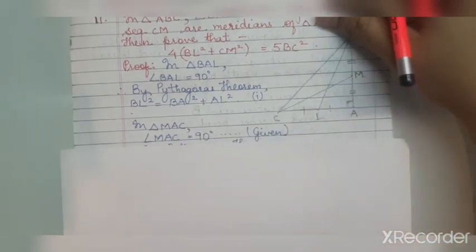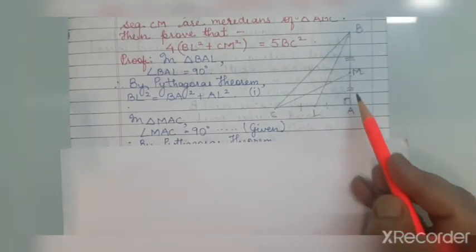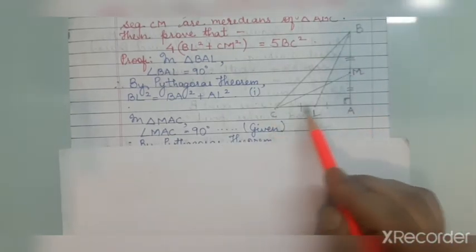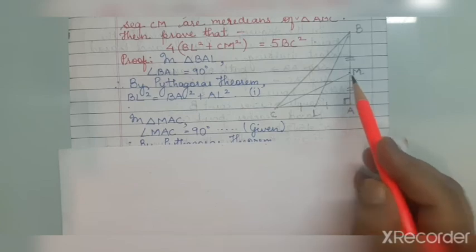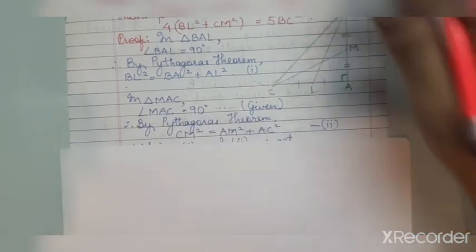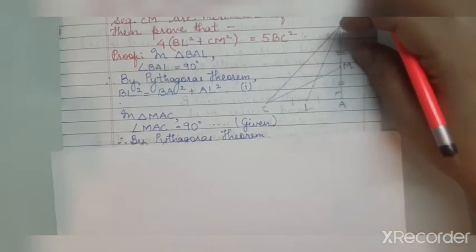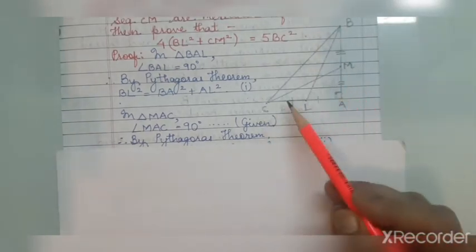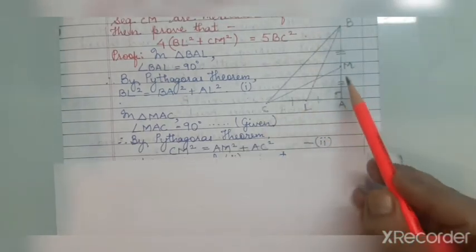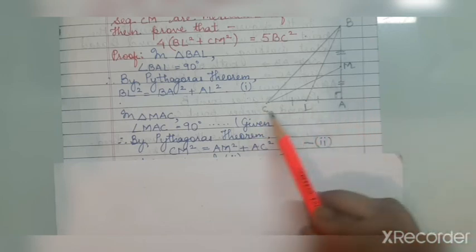Further, we move to triangle MAC. Again, in MAC also, measure of angle MAC is 90 degrees. Therefore, using Pythagoras, we get CM square is equal to AM square plus CA square, or AC square. This is statement 2.